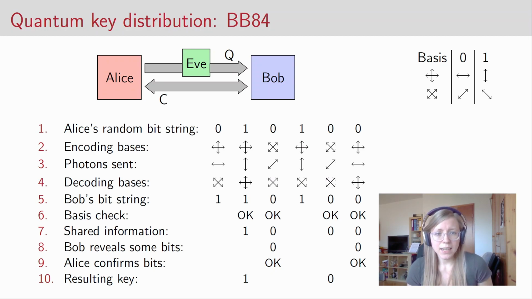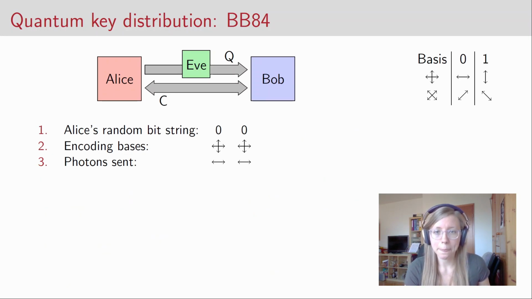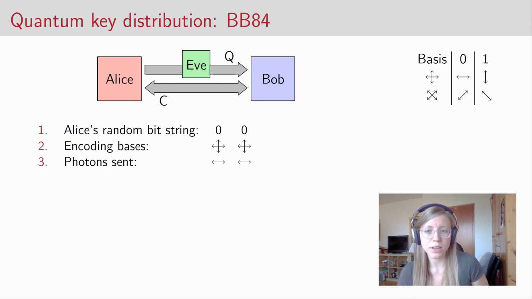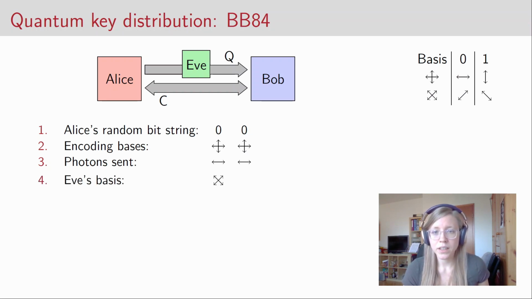Okay, but this was the case without any eavesdropping. What happens if Eve intercepts the communication? Okay, let's have a look at an example. So consider the situation that Alice wants to encode the bit 0 into the rectilinear basis, which yields a horizontally polarized photon that is sent over to Bob. Okay, so let's say in the first bit, Eve intercepts the communication, while in the second bit, she doesn't intercept it.